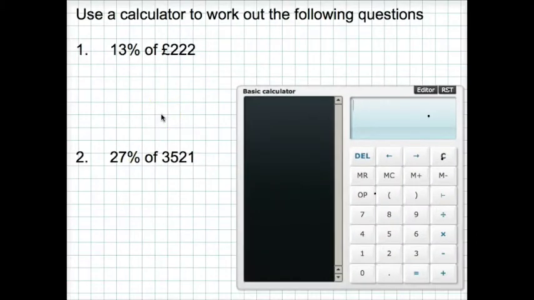Okay, now we've got the second two questions. These two are going to be done using a calculator. So first one, 13% of 222. If I write 13% as a fraction, 13% as a fraction is just going to be 13 over 100, because a percentage is out of 100. So I've got 13 hundredths of 222.